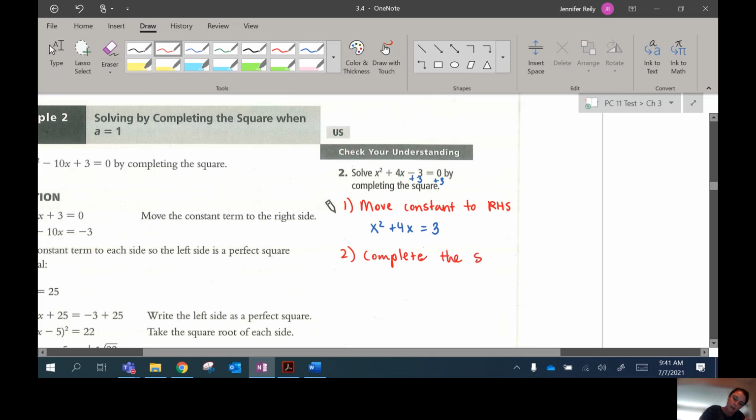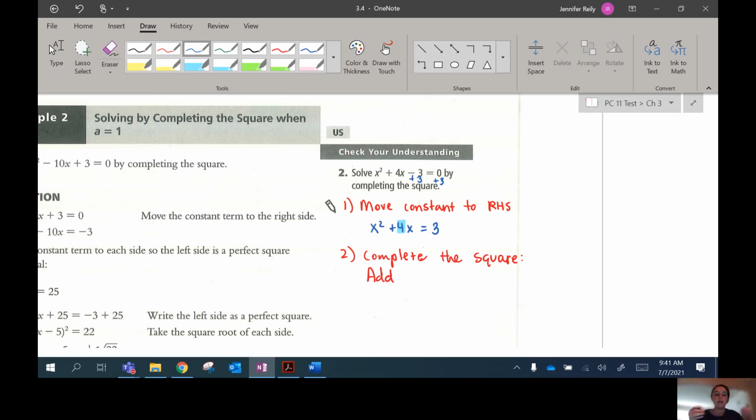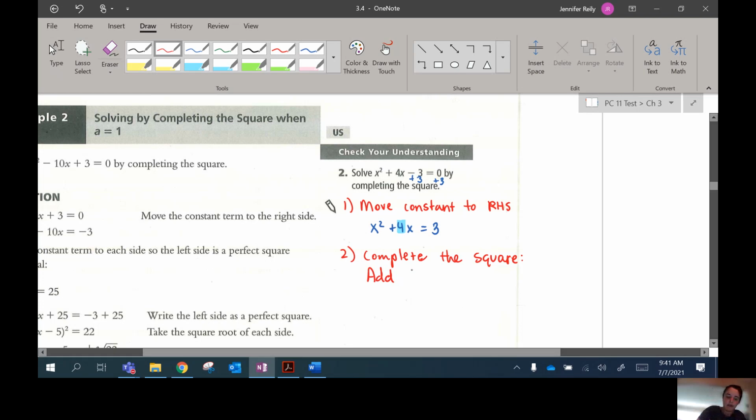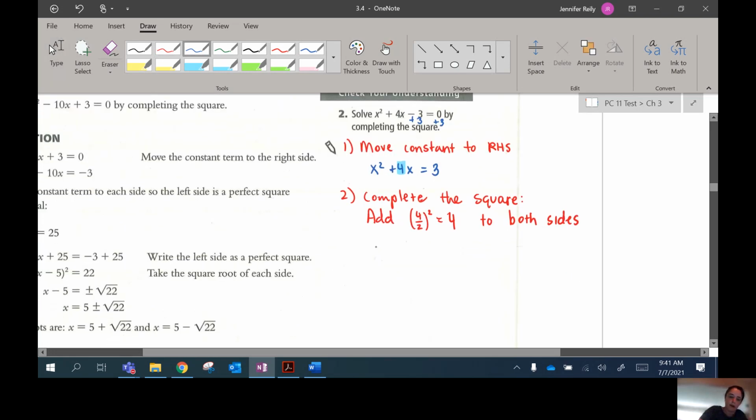Complete the square. The little formula is you take the number in front of the x, divide it by 2, and square it. So 4 divided by 2 is 2, and 2 squared is 4. So we're going to add 4 to both sides. Okay, so we'll have x squared plus 4x plus 4 equals 3 plus 4.